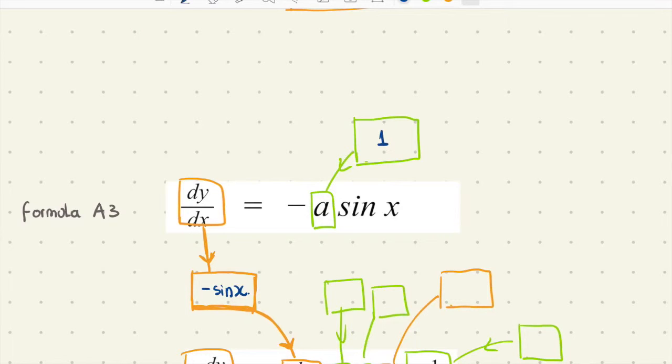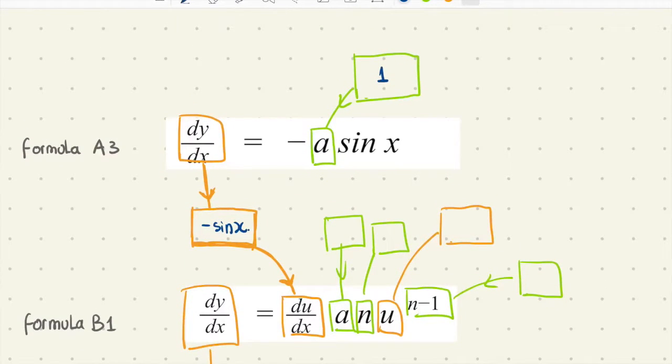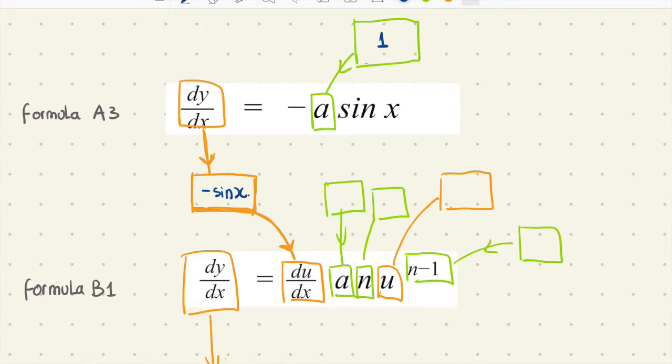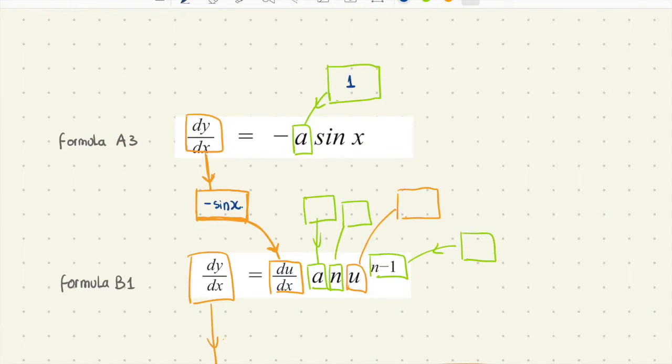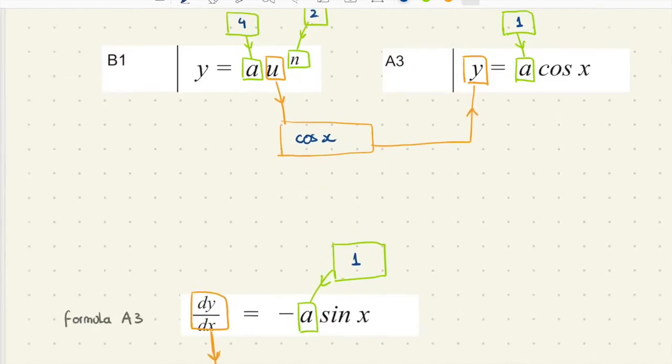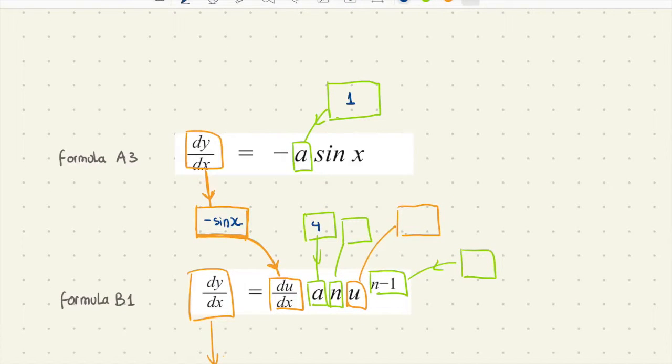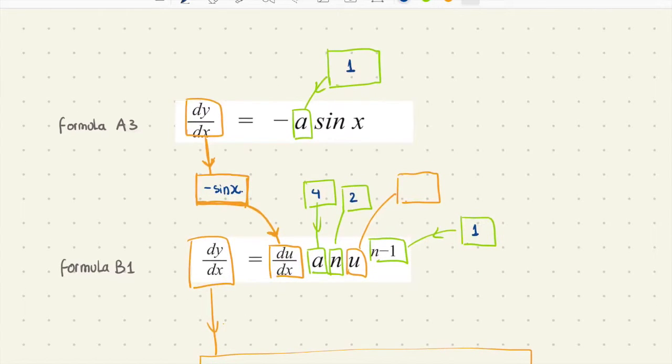Then this dy/dx is du/dx in formula B1. So dy/dx in formula A3 is actually du/dx in formula B1. You put it there and we apply the value of a. I think a is 2, right? No, a is 4 and n is 2, which means n minus 1 is 1. And du/dx is negative sine x.